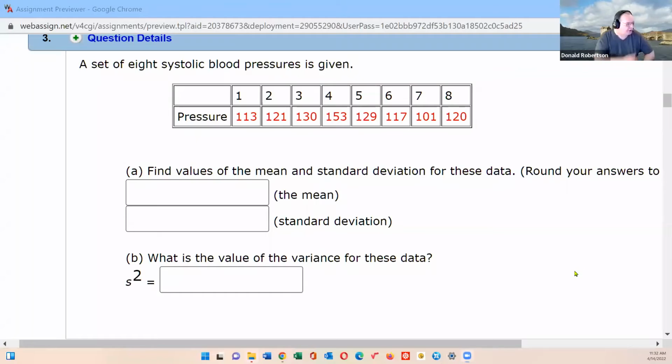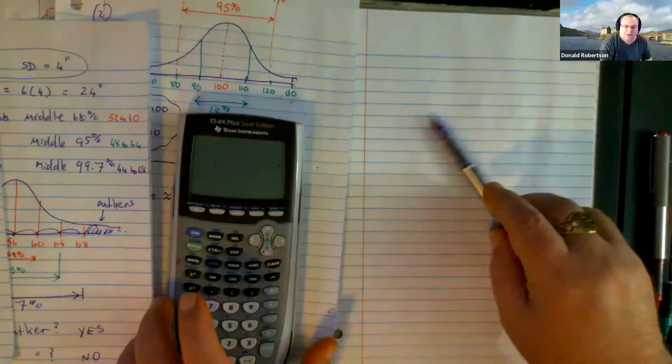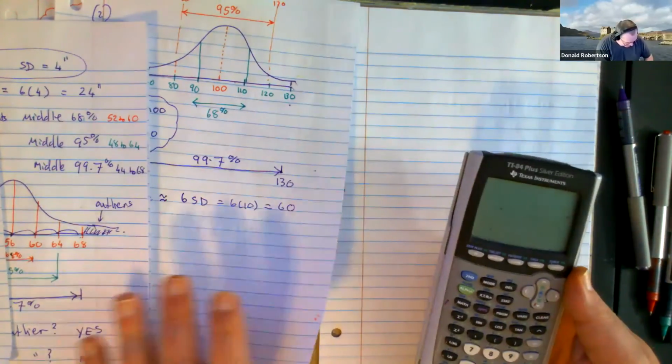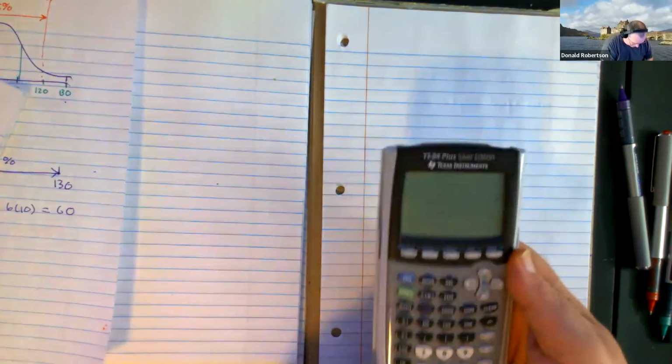Here is yet another one. Here are 8 people's blood pressures, and you're going to get the mean and the standard deviation. Right, now I'm going to go through it on my calculator with that set of data, so that if you've got a TI-84 or you're eventually going to get one, you can watch this video again and pause on it. I'll take you through the steps.